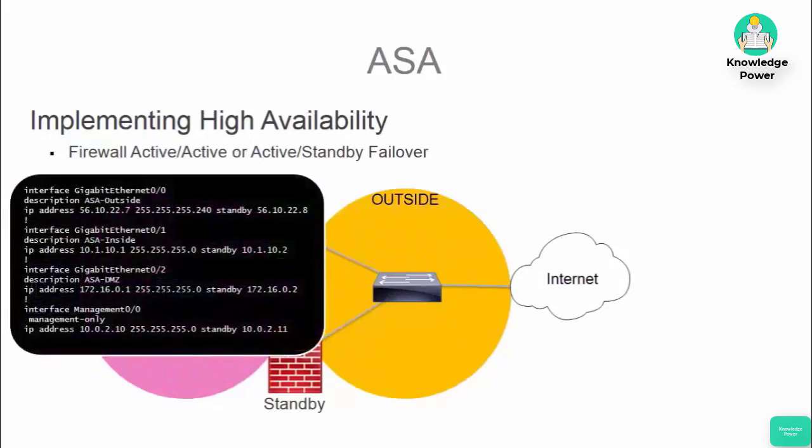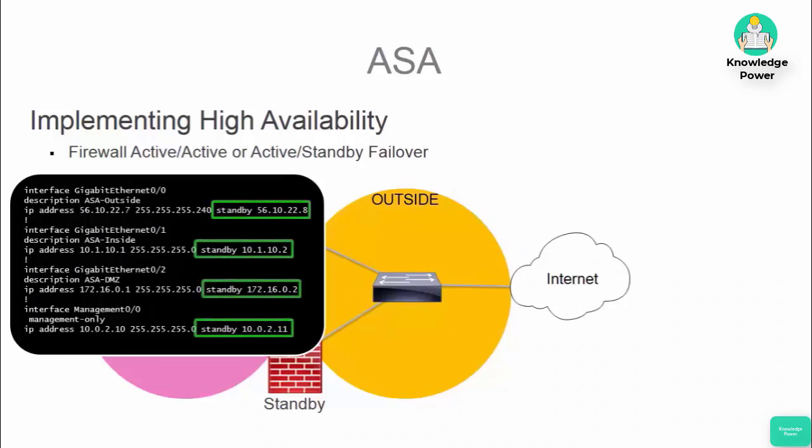Before we configure the actual failover commands on our firewalls, we want to have standby IP addresses assigned to all of our interfaces. This IP is pushed to the standby unit and can be used for interface monitoring between the primary and secondary firewalls. It can be any available IP address on the interface's LAN. If possible, you want to make it the next available IP address after the primary IP.